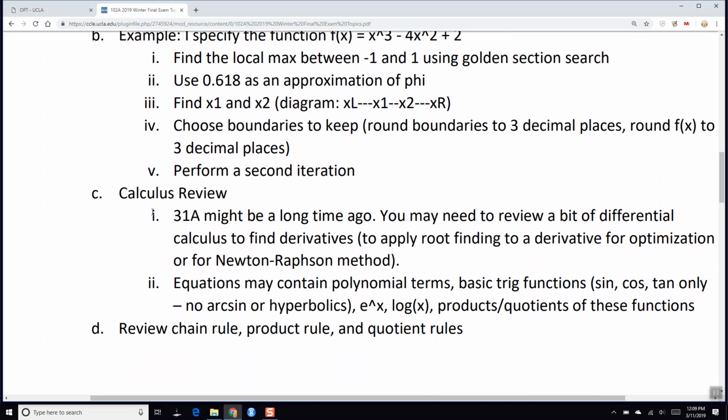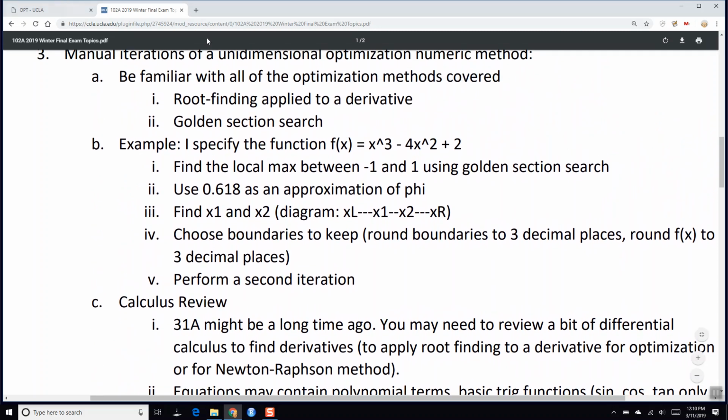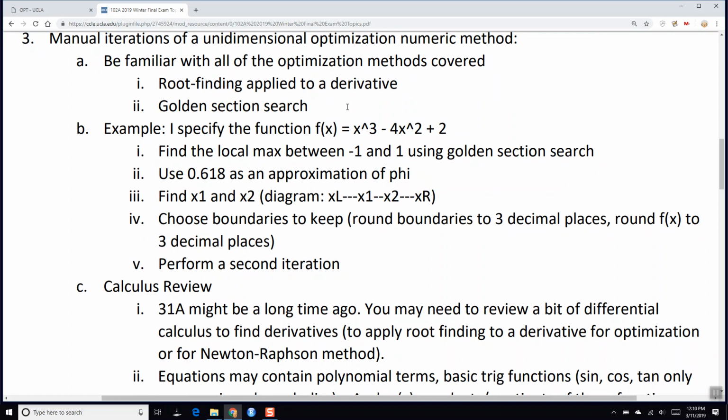I won't do things like hyperbolics or, you know, all of those other horrible things, okay? It'll be polynomial, basic trig, e to the x or log of x, okay? And that will be enough. But you can't be asking me how do you take the derivative of sine, okay? If you've forgotten, just go review your basic calculus. But you know, especially if it's root finding applied to a derivative, you got to be able to take the derivative, okay? All right, questions on that? All right.